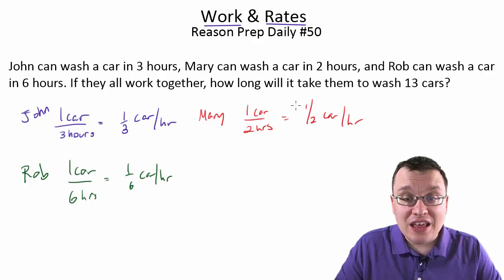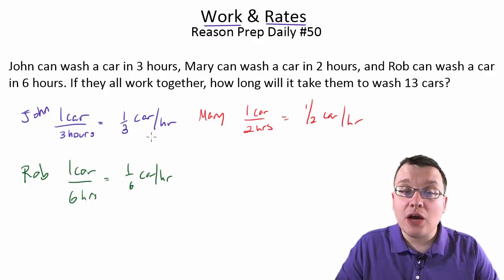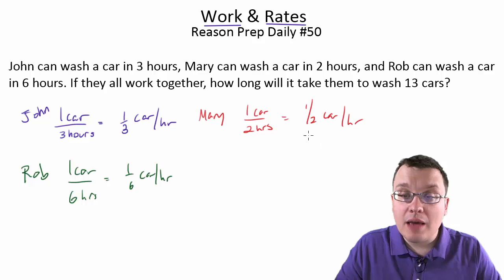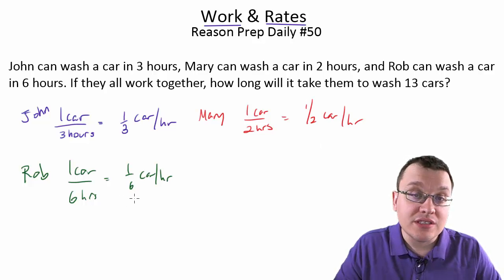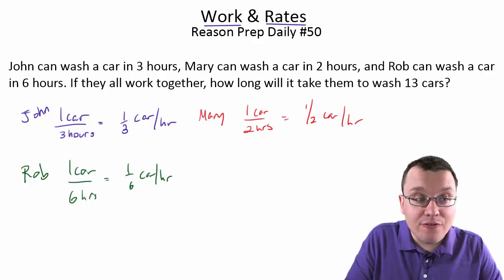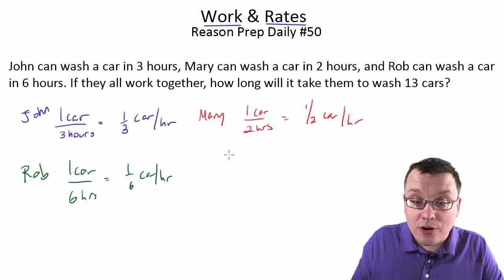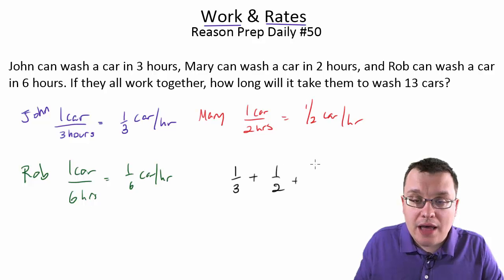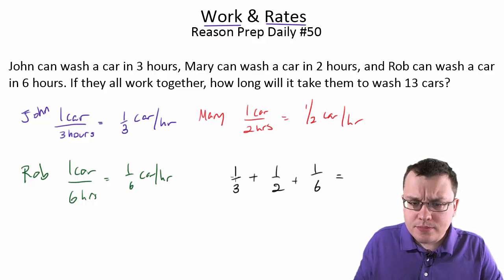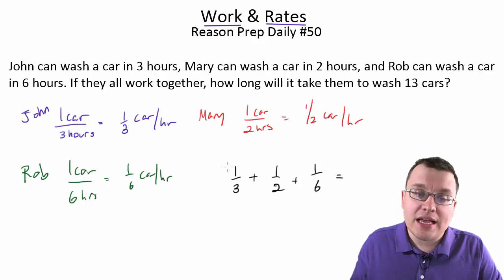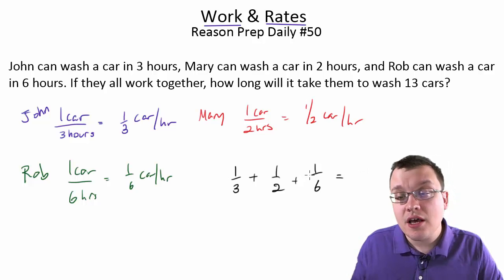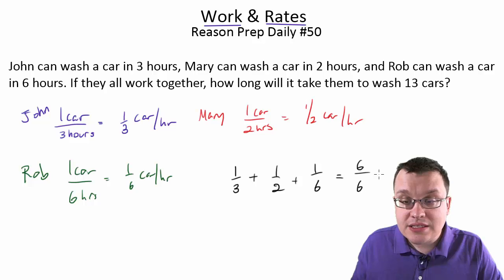Long story short, you're going to get 3 rates. Now if John washes a third of a car in an hour, Mary washes half a car, and Rob washes a sixth of a car, if they combine their efforts, we can now see how many cars they wash in an hour together. And we do that simply by adding the rates. So 1/3 plus 1/2 plus 1/6. This is the same thing as 3/6 plus 2/6 plus 1/6. So in other words, 6/6, which is 1 car per hour.